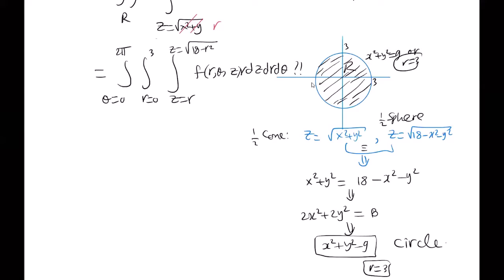We cannot perform the integral because the function is not given. Any question?